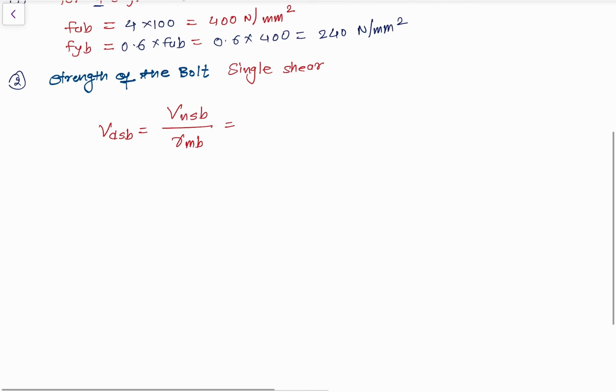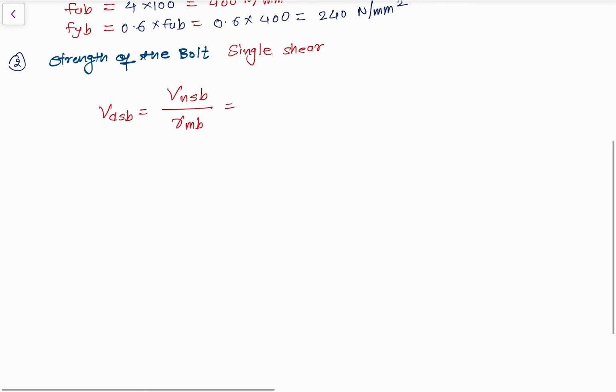VNSB, the more elaborate form of this formula, is FUB divided by under root of 3. Don't worry about all these formulas. I am going to give you a very simple explanation of where you can get these formulas during your examinations. Everything is available in the IS code, so no worries at all. I'll make one video soon to help you understand where you can get all these formulas.